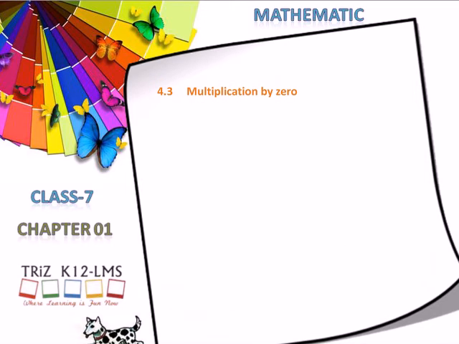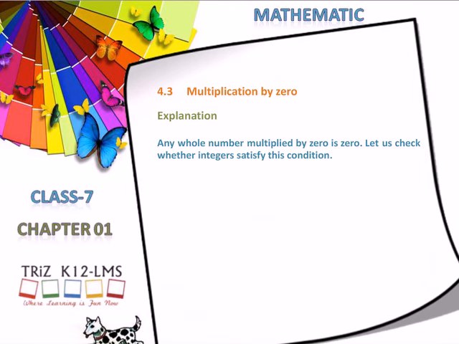4.3. Multiplication by 0. Explanation: any whole number multiplied by 0 is 0.